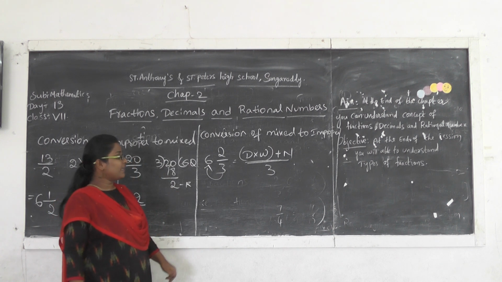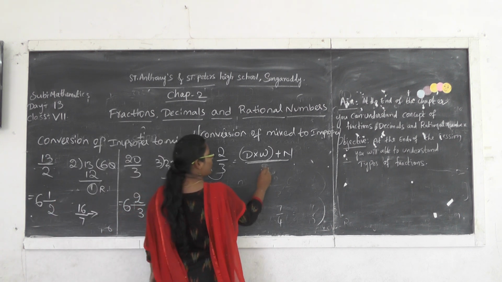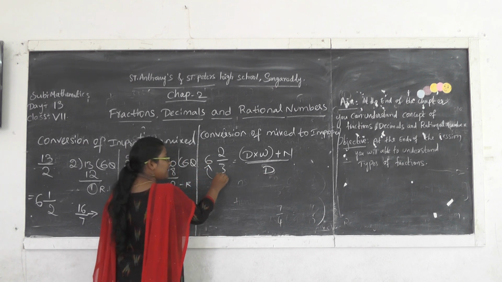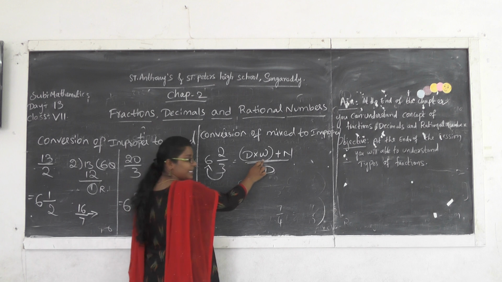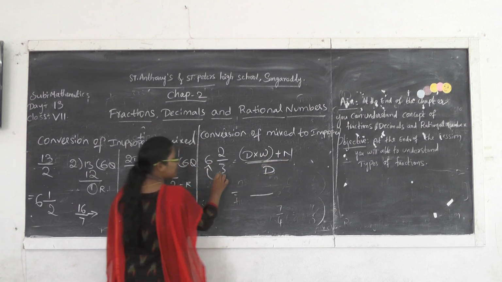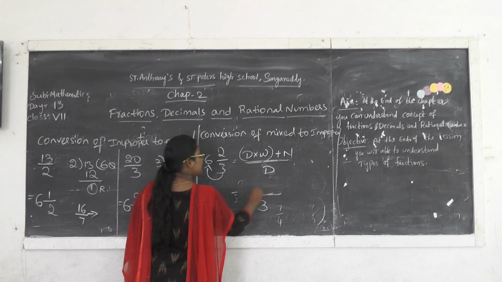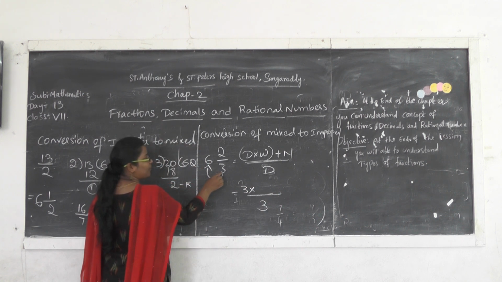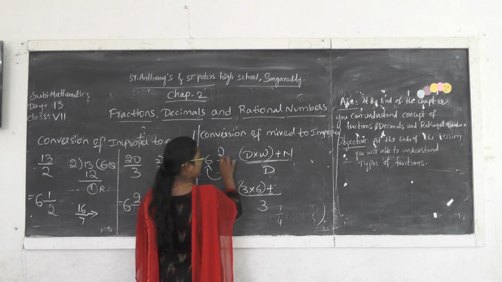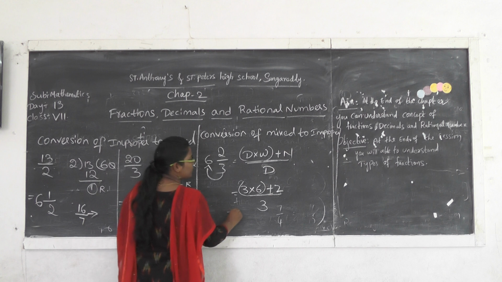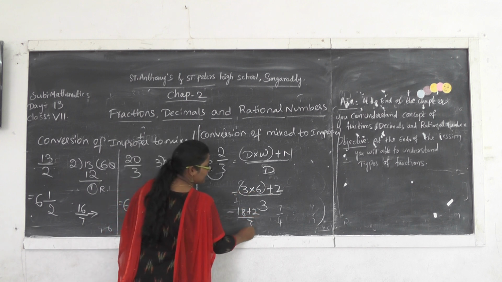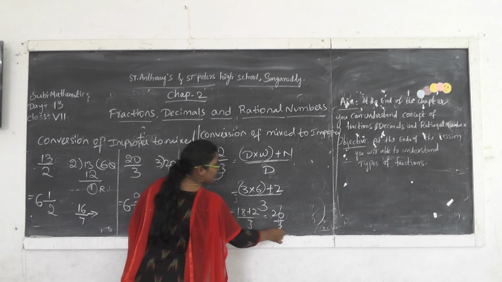Then add the numerator value. This is the formula you have to remember. The denominator should be the same. Multiply the denominator with the value in the whole number part, plus we have to add the numerator. Write 3 as it is. Then multiply 3 into 6, and the result should be added to the numerator. What is the numerator? 2. So 3 sixes are 18. 18 plus 2 by 3 is nothing but 20 by 3.